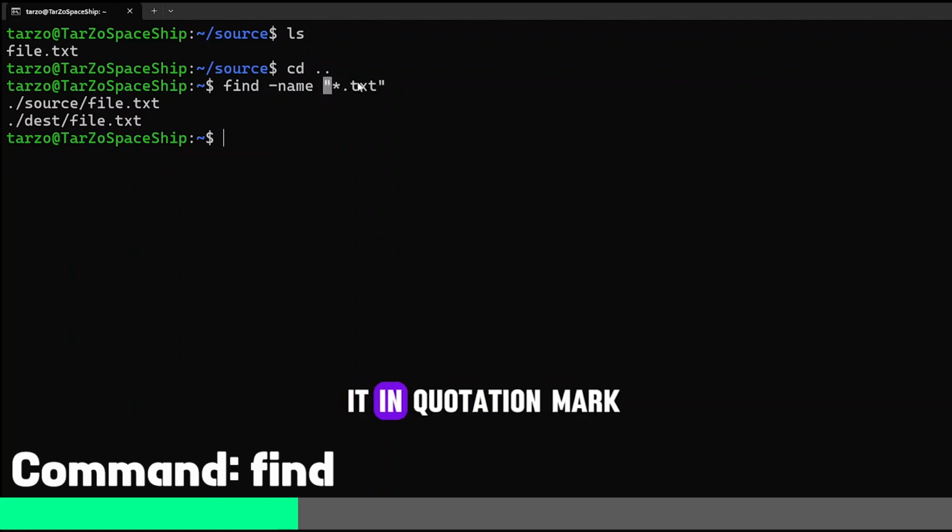You have to put it in quotation marks, and whatever you put inside the quotation marks is what it will search for. And now the star symbol means we don't care about whatever is before this part. So if we do star .txt, which means any file that has the extension .txt, this will show those results.